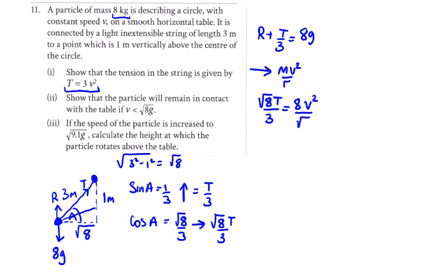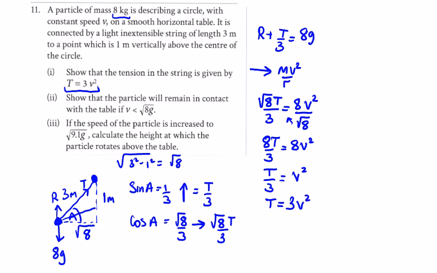So multiplying both sides by root 8, we're going to get 8T over 3 is equal to 8v squared. So dividing by 8, T over 3 is equal to v squared. So T will be equal to 3v squared, which is what we're asked to show.